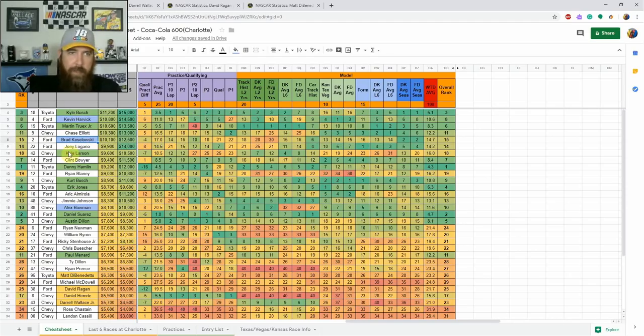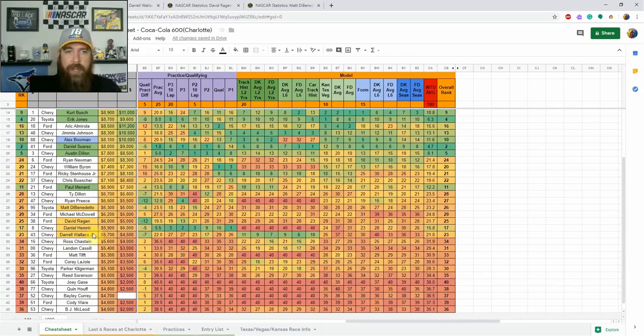Brad Keselowski, I think, is a pivot off of some of these guys. I talked about Stewart-Haas, so it makes sense to look at Bowyer and Almirola as GPP plays there as well. They qualified inside the top 10. Definitely looking at them a little bit more on FanDuel as well if you want to build a stack there.